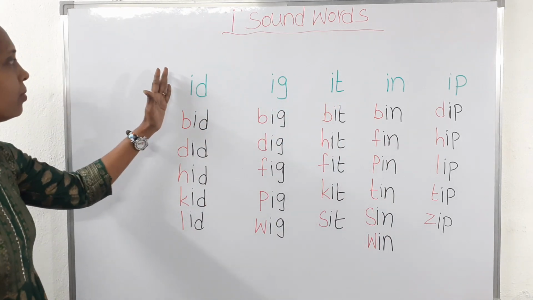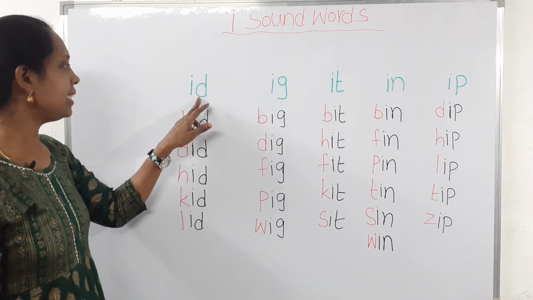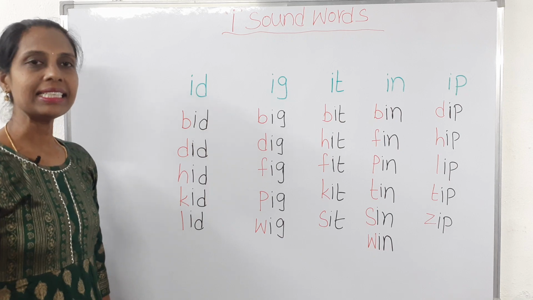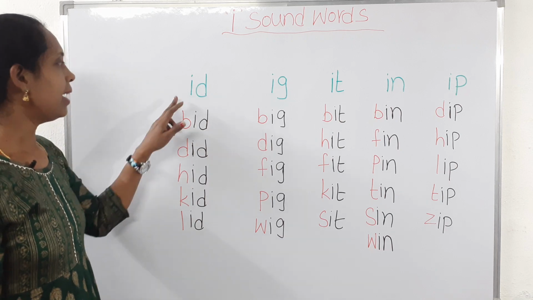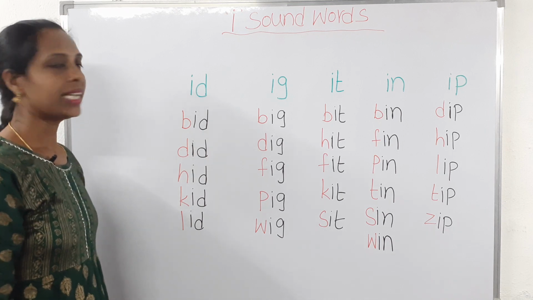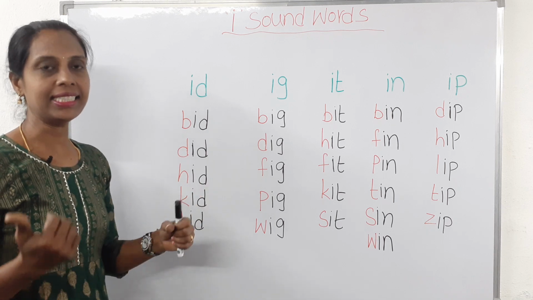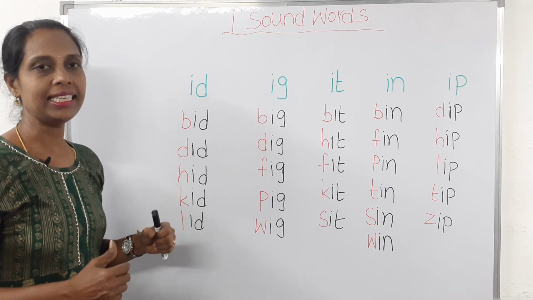See, what is the first letter? I, D. I, D, id. What is the sound of I? E. What is the sound of D? D. I, D, id.